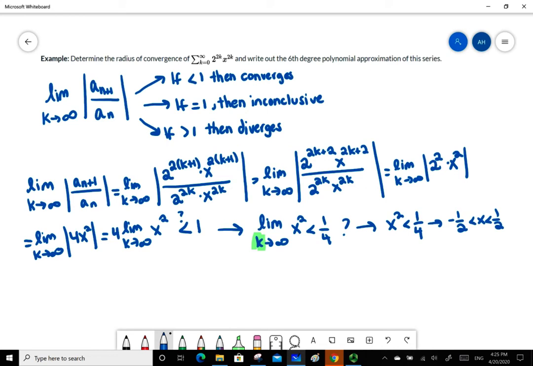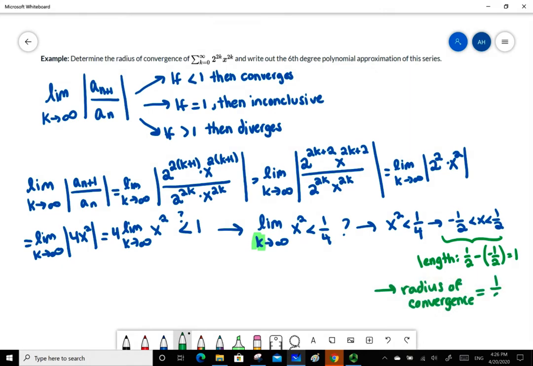The interval -1/2 to 1/2 is not necessarily the interval of convergence, since we haven't checked to see whether the series converges or diverges at the endpoints when x equals plus or minus 1/2. But we don't need to know that to calculate the radius of convergence. The interval has length 1/2 minus -1/2 equals 1. So the radius of convergence is half that length, so 1/2.